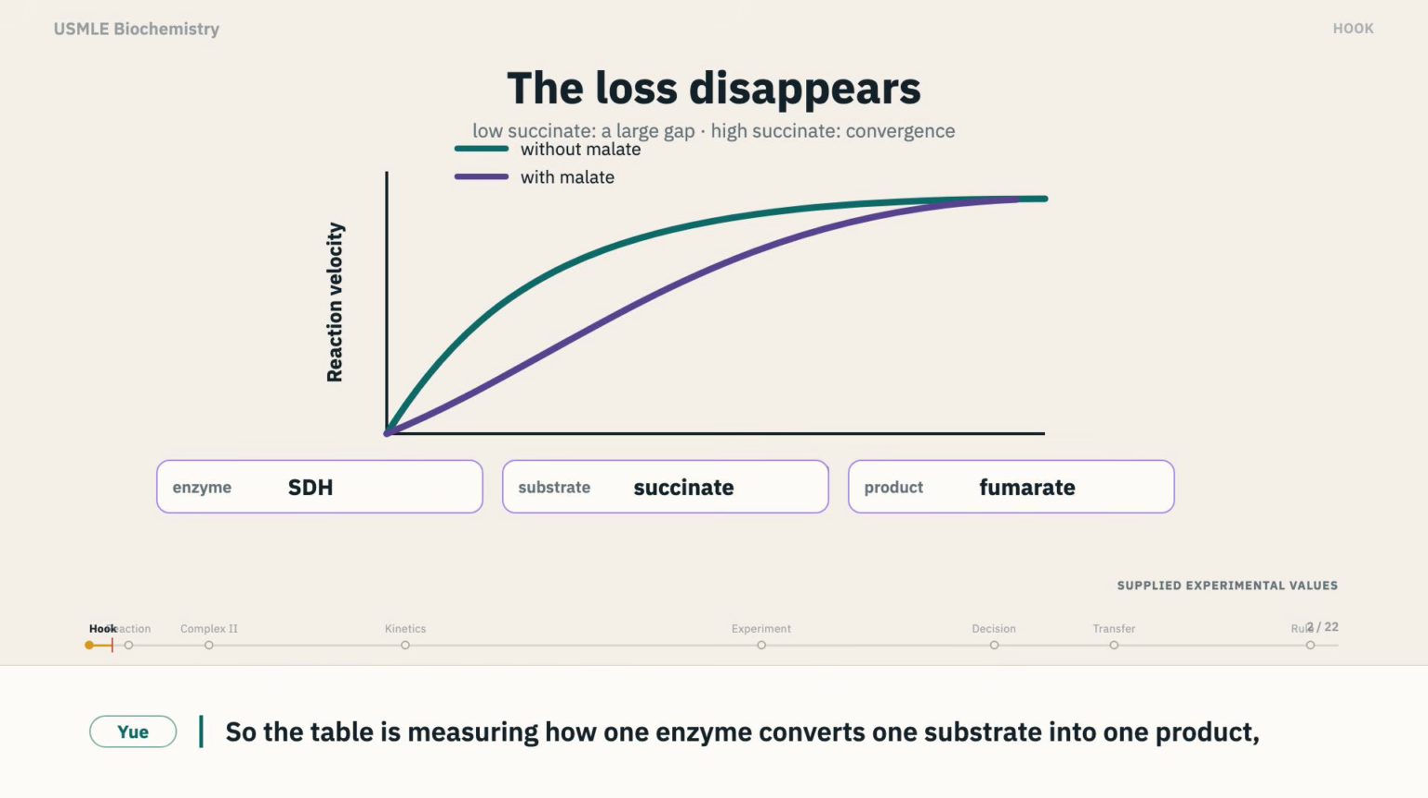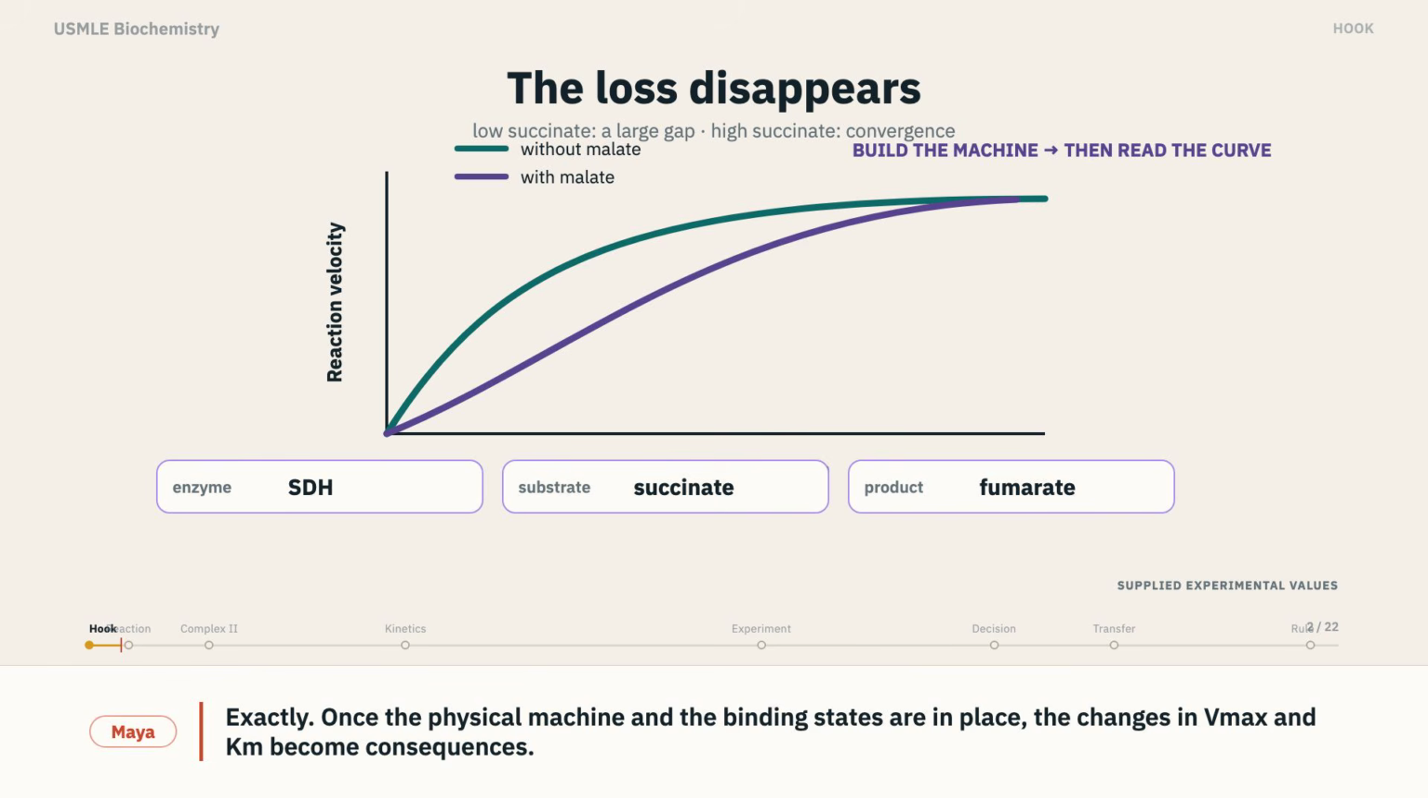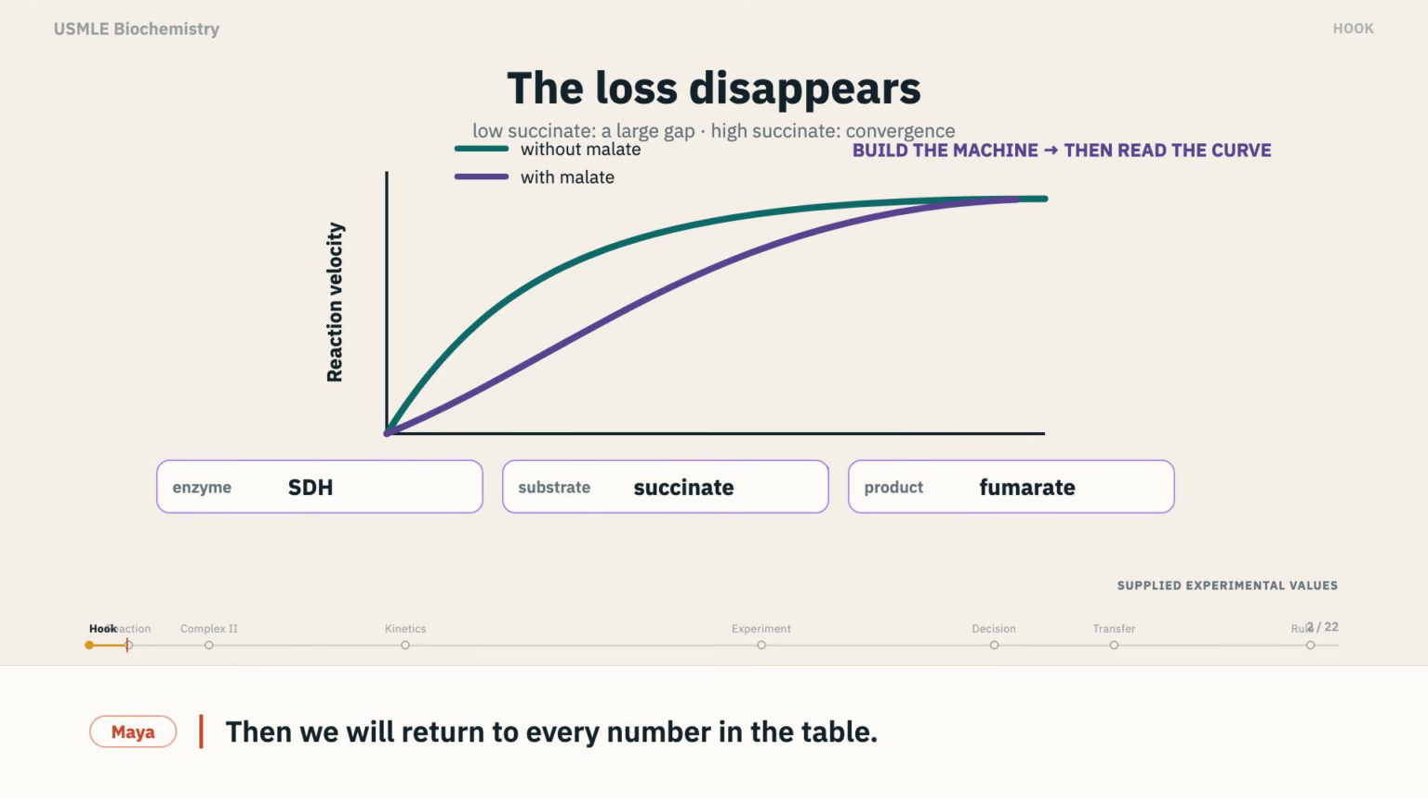So the table is measuring how one enzyme converts one substrate into one product, with malate added as the molecule being tested. Exactly. Once the physical machine and the binding states are in place, the changes in Vmax and Km become consequences. Then we will return to every number in the table.